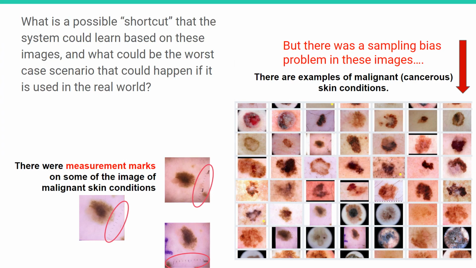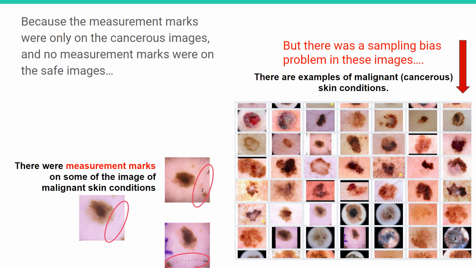So given the situation where images of cancerous skin conditions might have little ruler measurements, what is a possible shortcut that the classifier could learn, and what could be the worst case scenario that could happen in the real world if the classifier was used to detect whether skin conditions were cancerous or not?